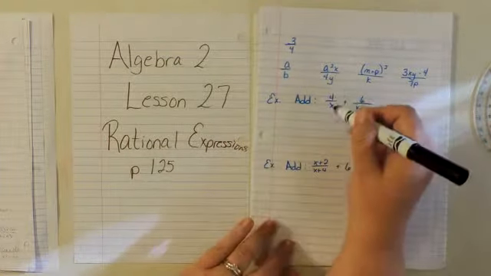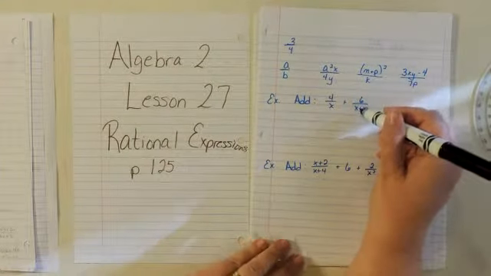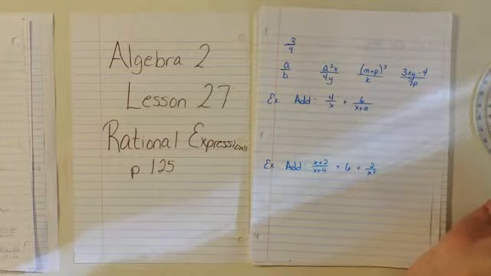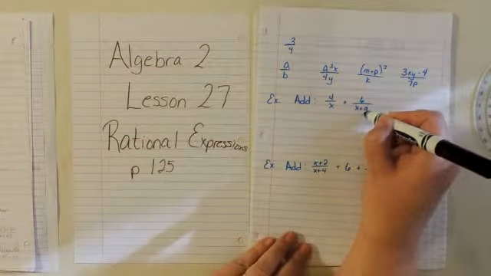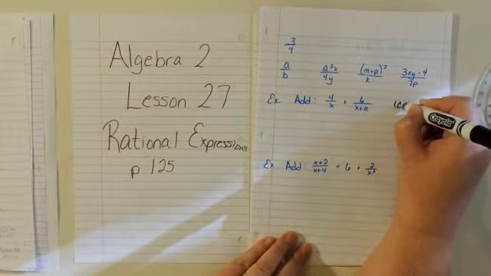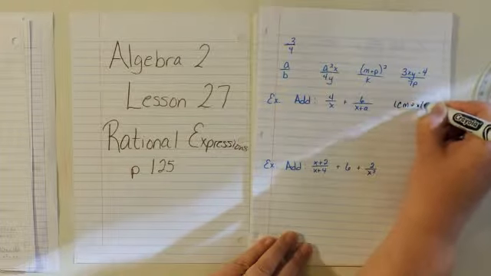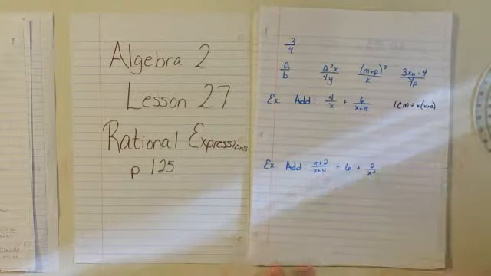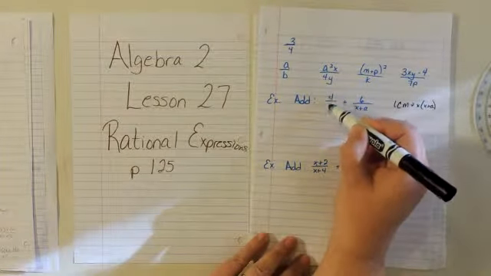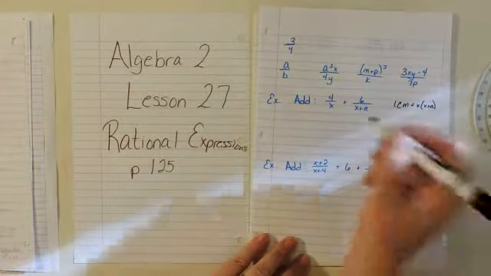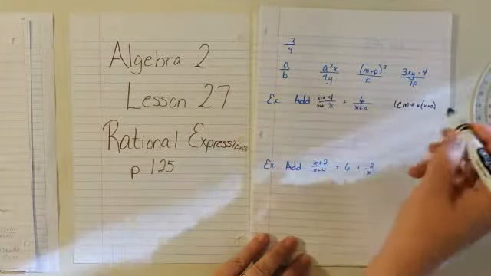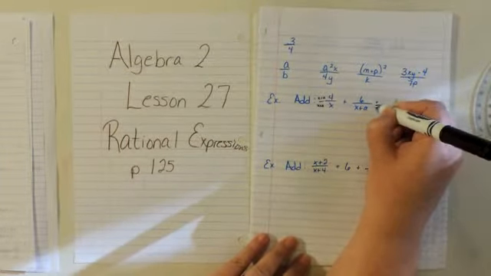So here we have 4 over x plus 6 over x plus a. The lowest common multiple is not going to be just x because this is added. The lowest common multiple is going to be x times (x plus a). So we need to multiply this term by (x plus a) and this term by x, and we need to multiply it times the top and the bottom so we aren't changing the value of our problem.